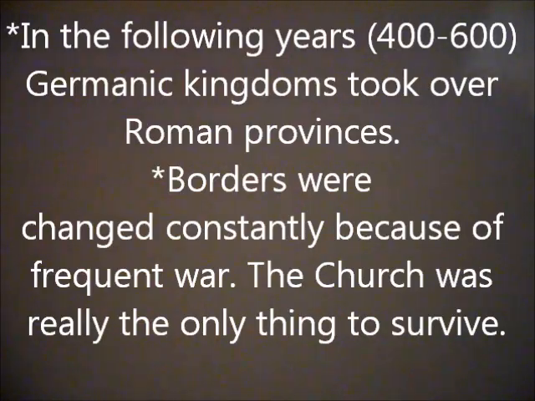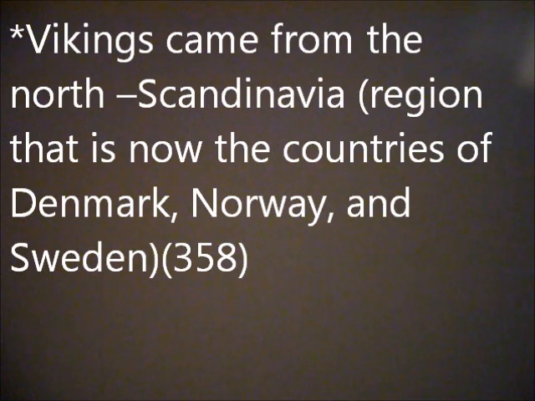In the following years, 400s to 600s, Germanic kingdoms took over Roman provinces. Borders were changed constantly because of frequent war. The church was really the only thing to survive. Vikings came from the north, Scandinavia, a region that is now called the countries of Denmark, Norway, and Sweden.